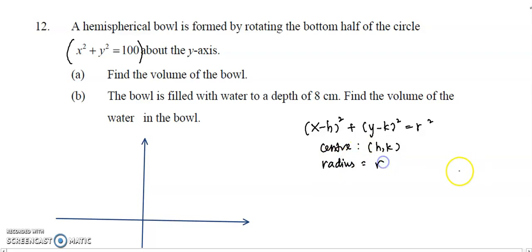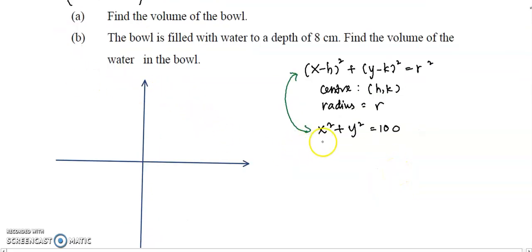the value of r. So if you have a circle with the equation x^2 + y^2 = 100, compare it with the standard equation. You will have h as 0 and k as 0, meaning the center of the circle is at (0, 0). And r^2 is 100, meaning r will be 10. So this equation represents a circle where the center is at (0, 0) and the radius is 10 units.